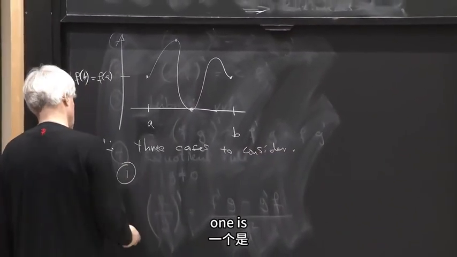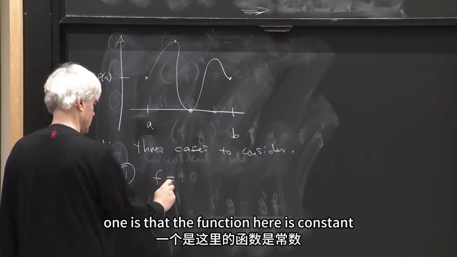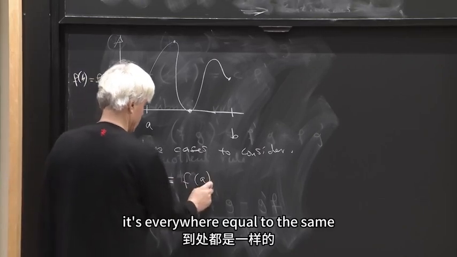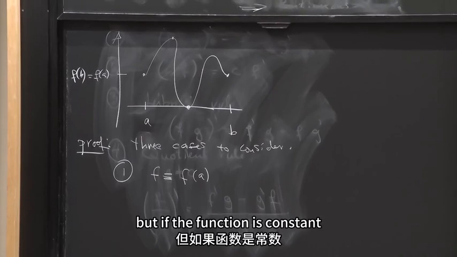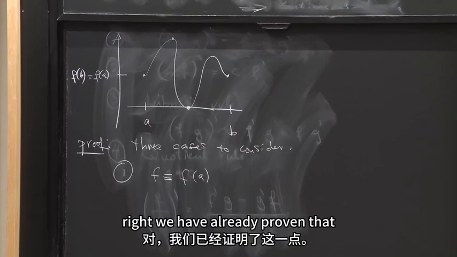One is, I mean, you don't really have to divide it up by this, but let me divide it up into these 3 cases. One is that the function here is constant. It's everywhere equal to the same. But if the function is constant, then the derivative is 0. We have already proven that.